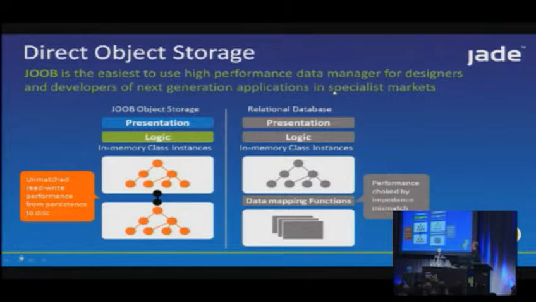On the right-hand side is the traditional data mapping, where you're deconstructing the object model into relational storage, and whether you do that through some form of ORM or do it manually, there's always going to be that overhead.